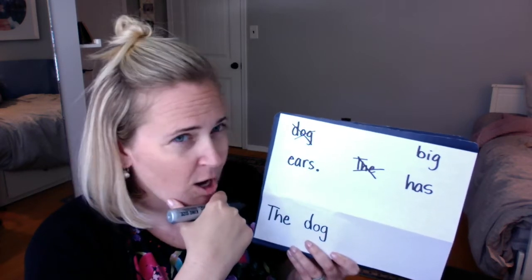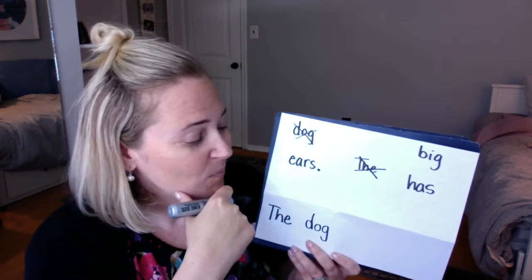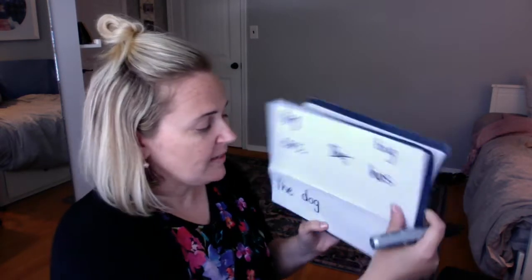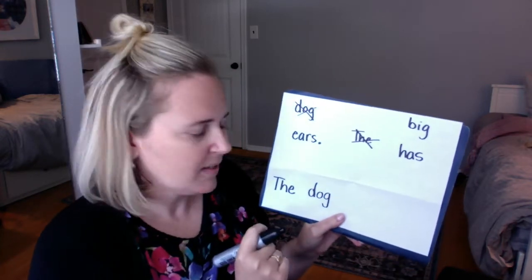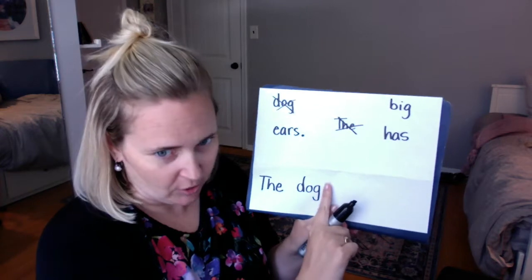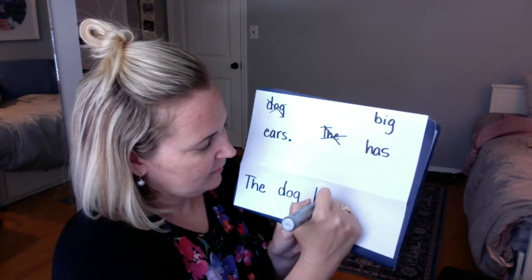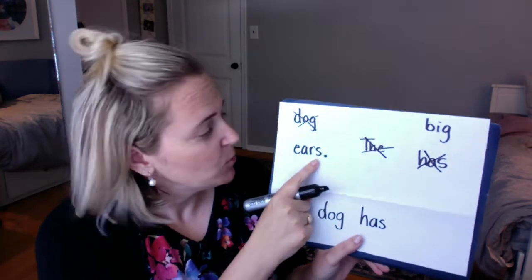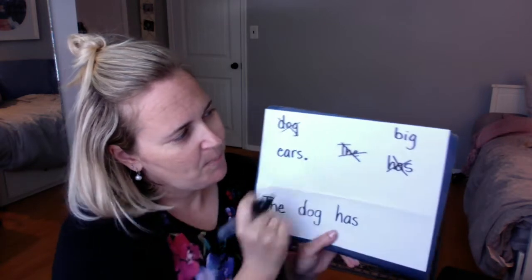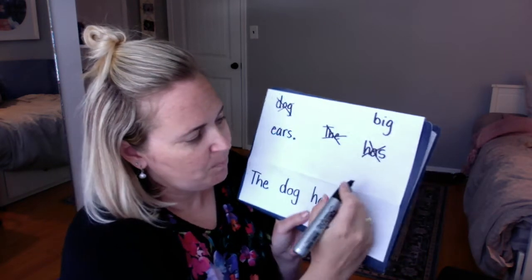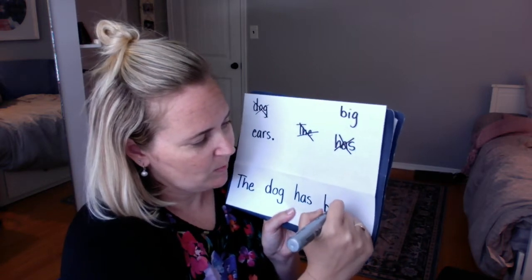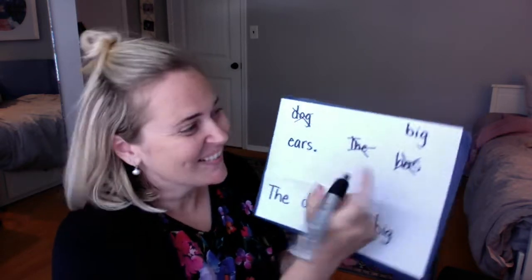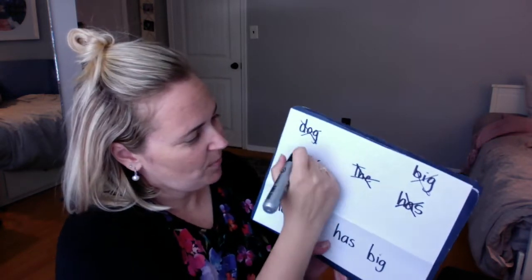Does it make sense to say the dog big? No. Does it make sense to say the dog has? Yes. That's still the middle of a sentence. There's still more words to write, but it makes more sense. So the dog, finger space, has. Okay, I'm going to cross out has. We know that ears is going to be the last word because it's got the period. So that must mean that big is the next word. The dog has big, I put a finger space there. The dog has big ears. And then I'll make sure I put my period at the end.